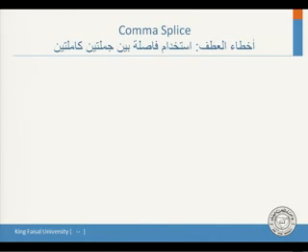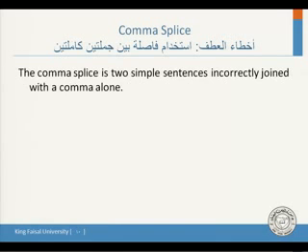So sentence B in the previous question is a comma splice, which means using a comma between two simple sentences. A comma alone, without any coordinating conjunction. We cannot do this. Look at this formula. Subject plus verb plus comma plus subject plus verb. This is incorrect. You cannot do this.